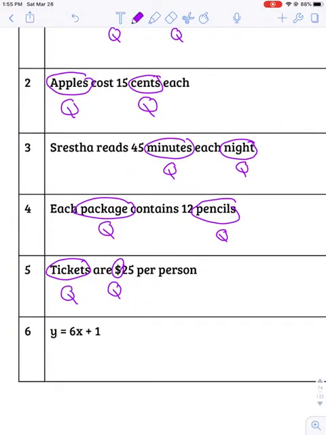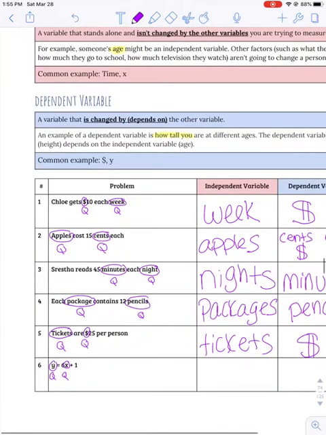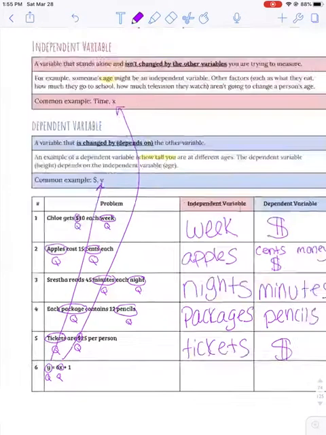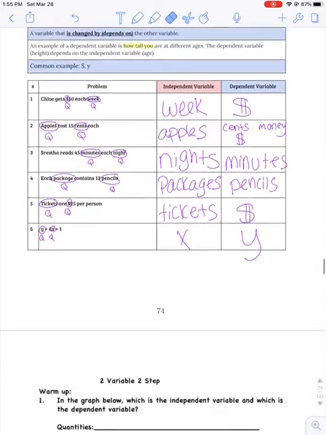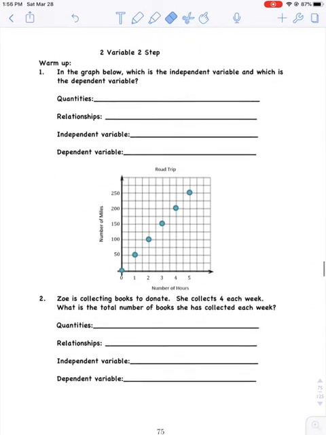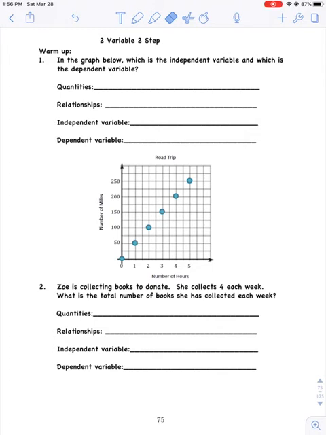The last one, give that a try. Pause the video if you want more thinking time. All right, so here it's a tricky one, but the quantities are going to be my two variables. And then y goes with dependent and x goes with independent. So x and y. So we would say that y depends on x. All right, let's take a look at the next page.